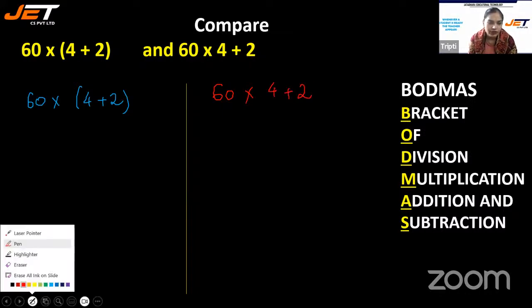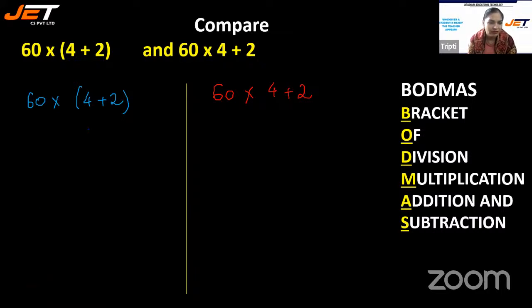Okay, so dear children, let me do this one first. 60 times (4 plus 2): 4 plus 2 is 6. Okay, 60 times 6 is 360, because 6 times 6 is 36 and there is one more zero, so the answer is 360.